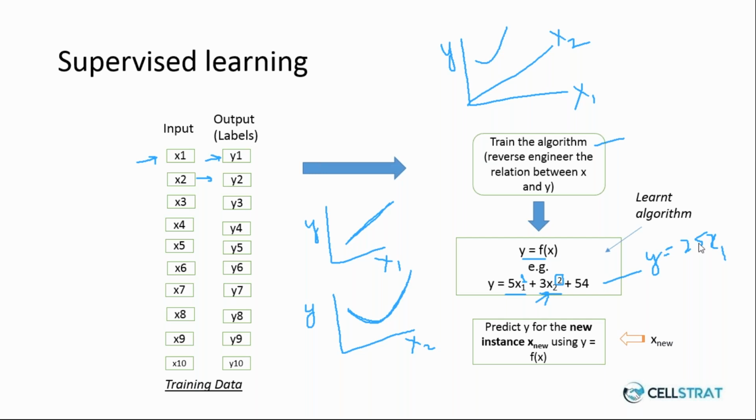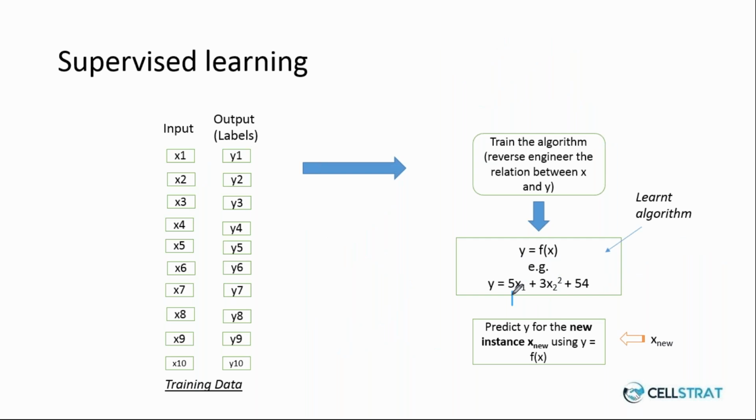Y is equal to W1 x1 plus W2 x2. Let's say, assuming there are two input features, plus bias B. So this is how we write this equation. What the model is trying to learn is the value of the weights. Okay, and bias is also actually a weight.